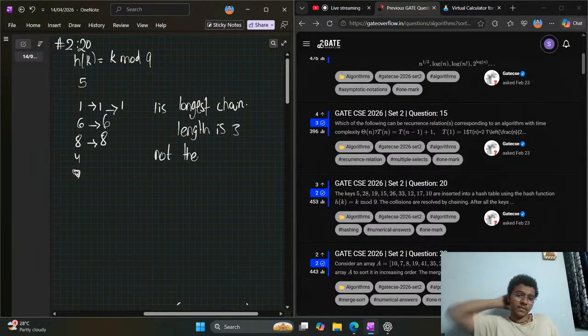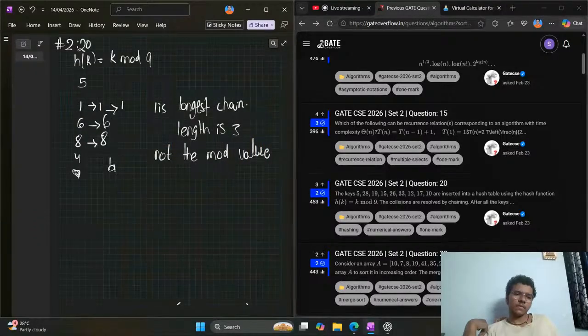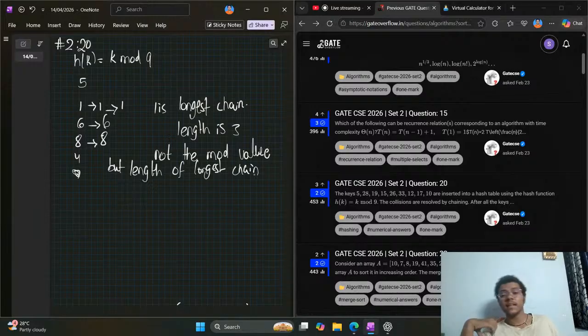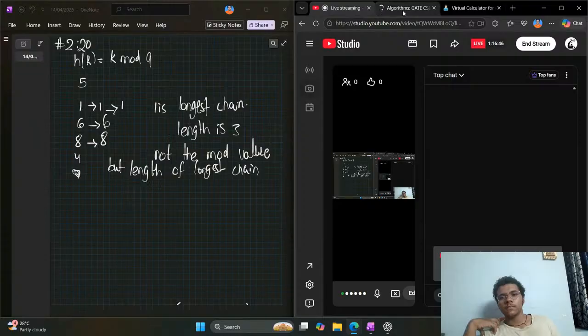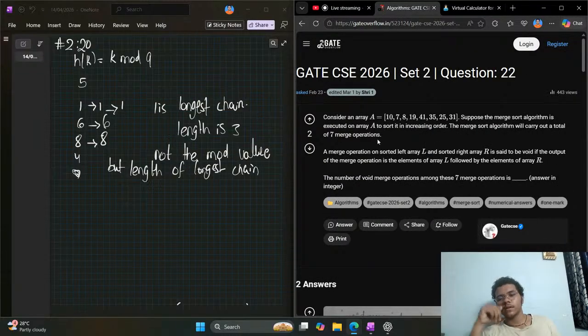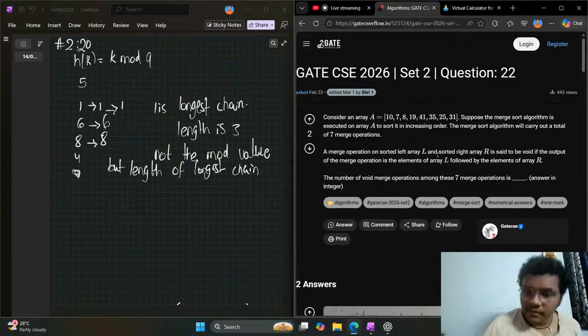Not the mode value, but length of longest chain. Okay, that makes a lot of sense. Consider an array merge sort algorithm, increasing order, 7 merge operations. The merge operation on sorted left array and sorted right array, void if the output.